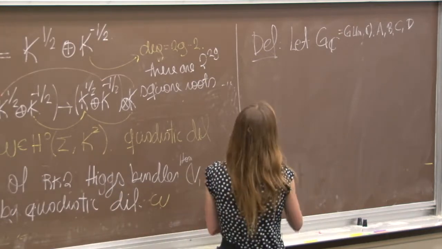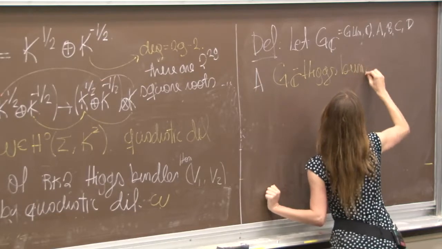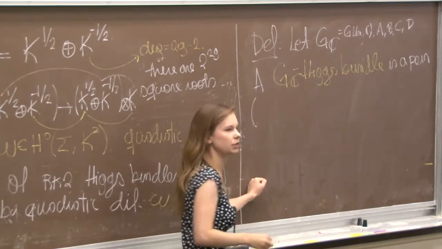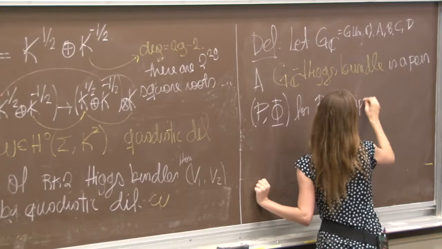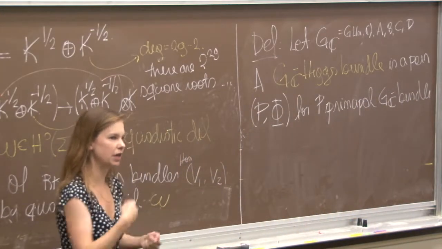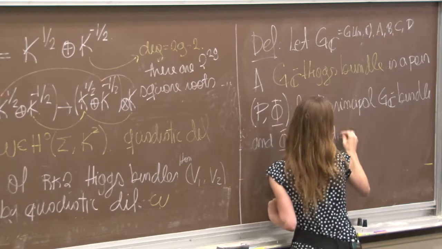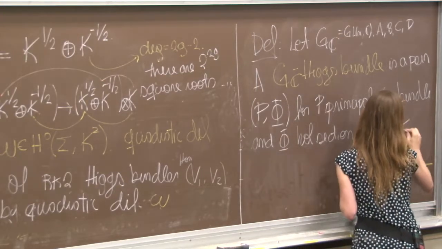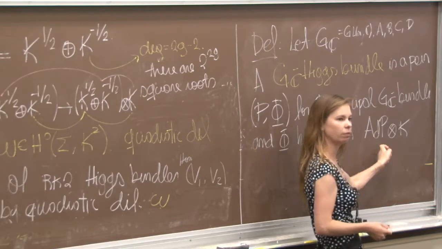So for any of those groups, a G_C Higgs bundle is a pair (P, phi), for P a principal G_C bundle. So now our vector bundle is not just a vector bundle, it has a structure group, and phi is a holomorphic section of the adjoint bundle associated to P through the adjoint action, tensored with K. So before we had a section of the endomorphisms of E tensored with K, now we have a section of the adjoint bundle of P tensored with K.